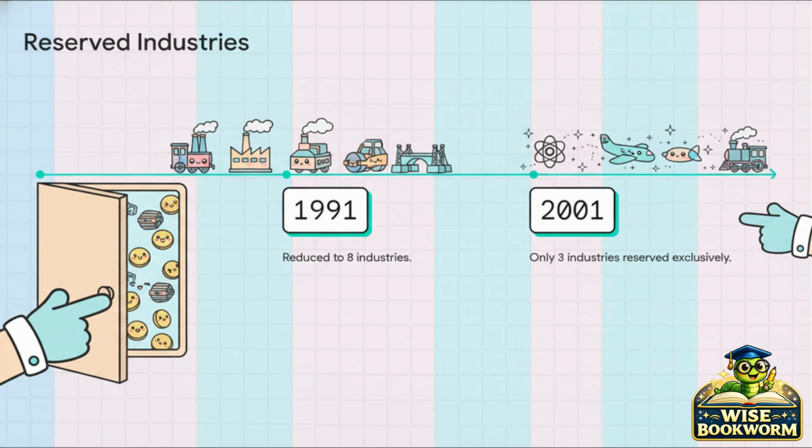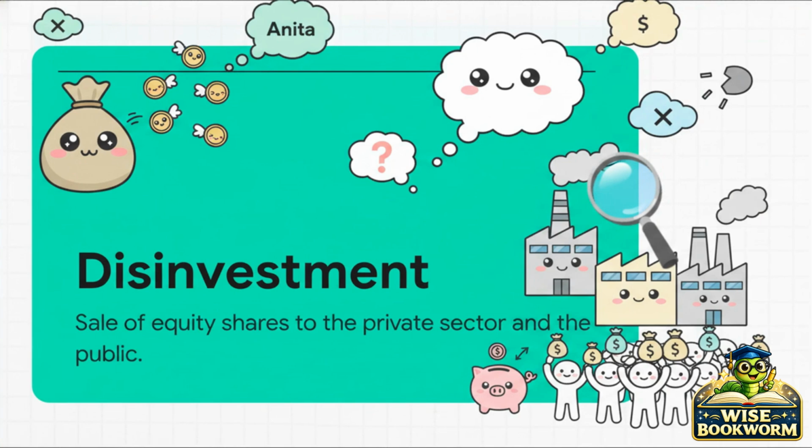The government dramatically pivoted away from heavy, centralized state control and moved toward liberalization, purposefully opening the doors for intense private competition. Which directly answers that question about market implications that was puzzling Anita at the start of our explainer.